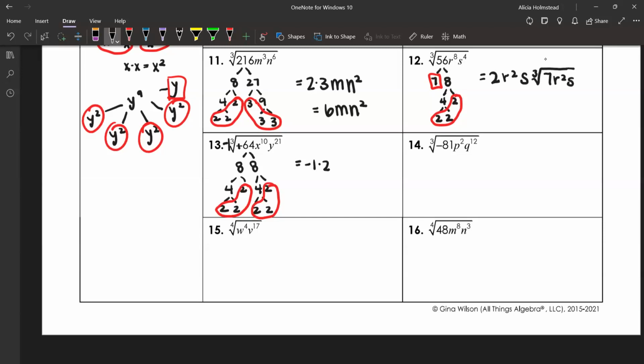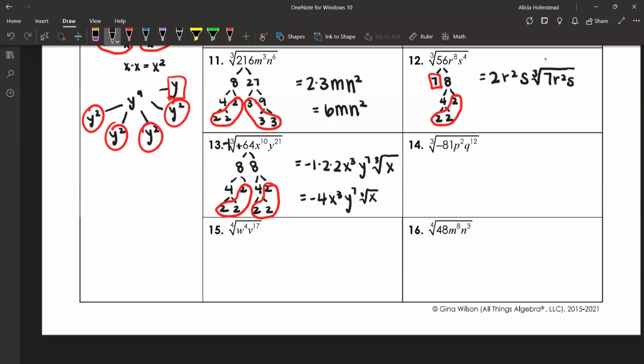1, 2 for the first group, another 2 for the second. Then we have 10 x's, and that would be 3 groups of 3. So we'd have x cubed with 1 left over. Y to the 21, that's 7 y's. And then our radical, don't forget the index. There's no numbers left over. We had 1 x left over and no y's. So simplifying that is going to be negative 4x cubed y to the 7 cube root of x.